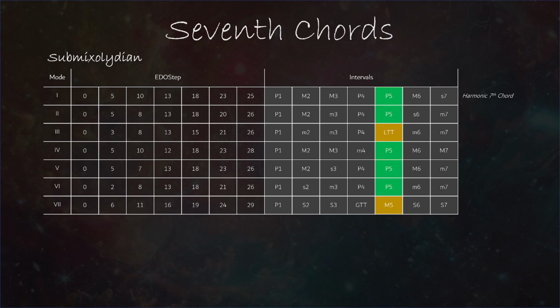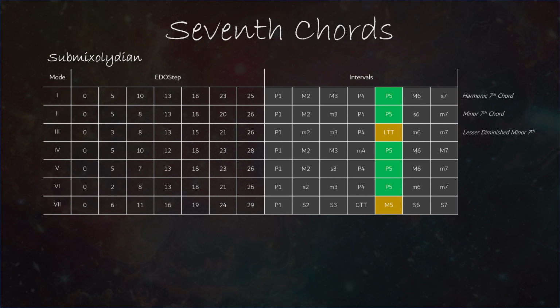On the second scale degree, we have a minor third, perfect fifth, and minor seventh. So we have a minor seventh chord. And on the third scale degree, we have a minor third, the lesser tritone, and then a minor seventh. So I'm going to call this a lesser diminished minor seventh chord. Despite there being a tritone in this chord, there's also a perfect fifth between the third and seventh, so I think the chord still sounds usable.